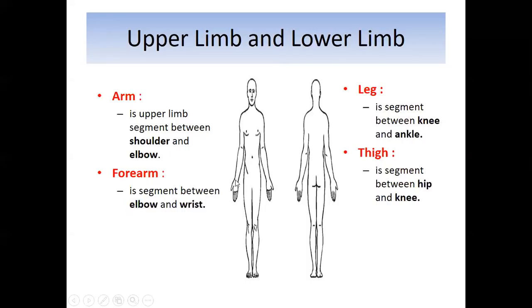And then for the leg, it's the segment between the knee and the ankle. That is the leg. And then the thigh is the segment between the hip and the knee. You have to know all the boundaries, and also the components of the upper limb and the lower limb.